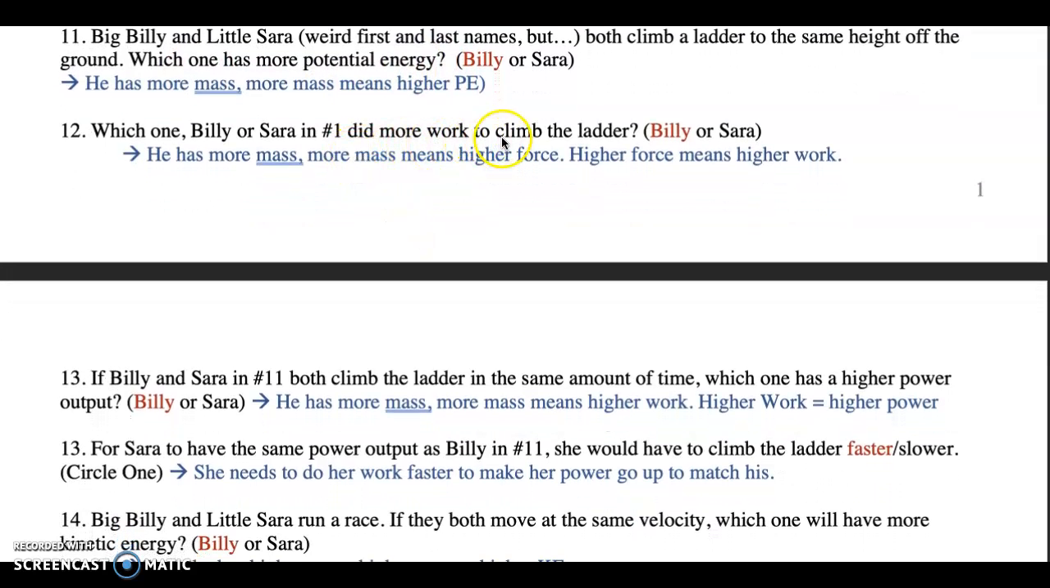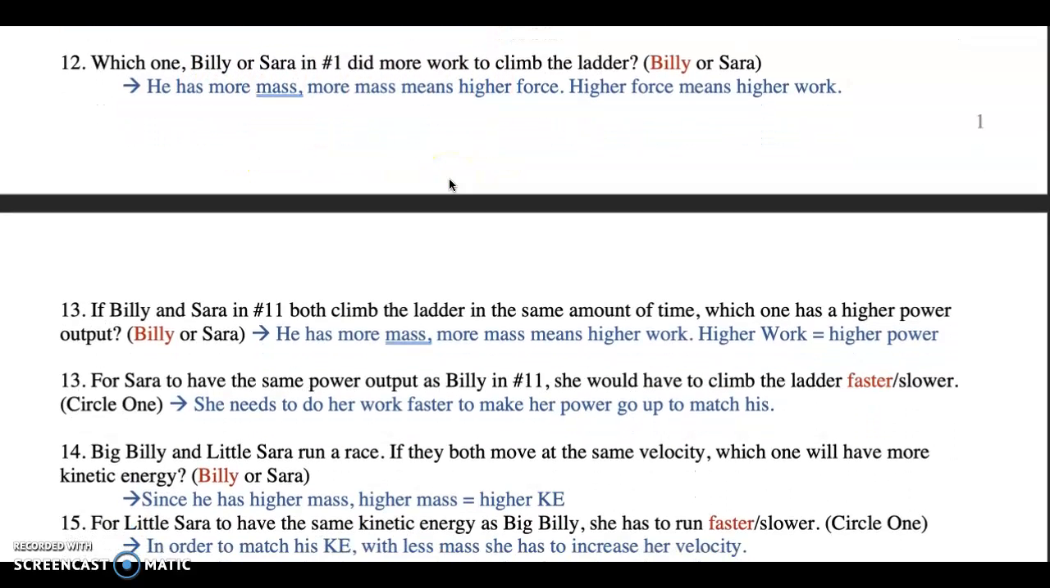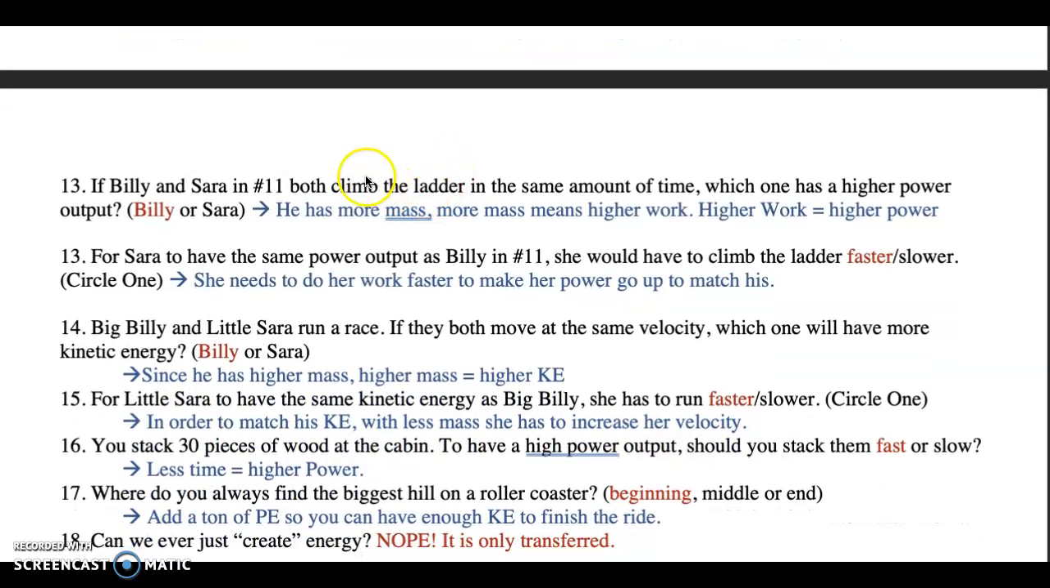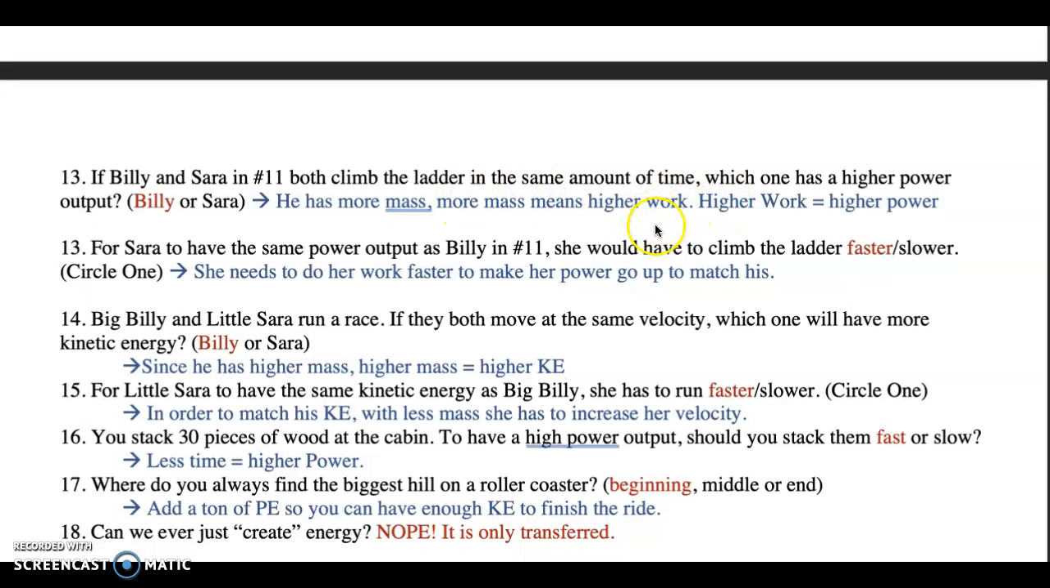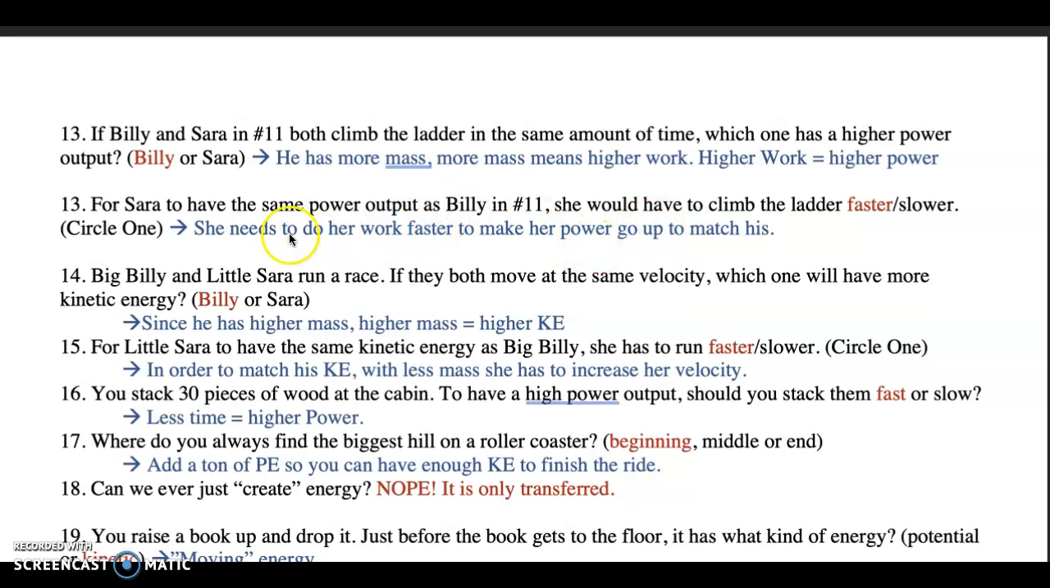So which one did more work? Same thing. Work is force times distance. The distance is the same, but since mass is higher, means more force. Higher force means higher work. If they did it in the same amount of time, power is work divided by time. So the one with the higher work, Billy, had higher power. And that means if Sarah wanted to have the same power output, she would have to do it faster to make her power go up.